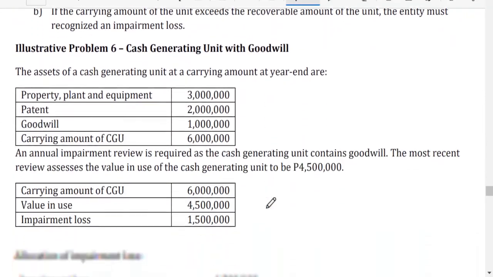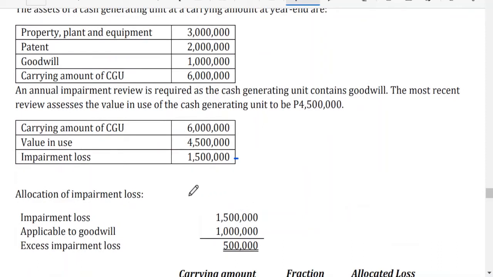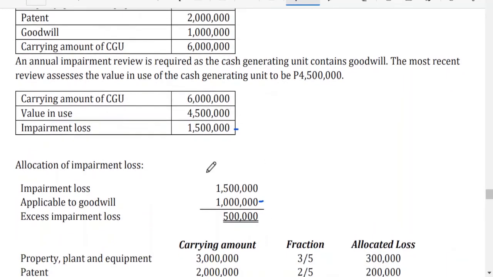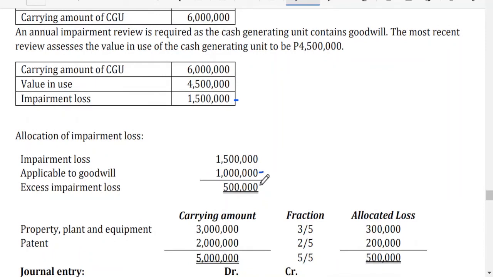Now, let's go to an illustration wherein there is a goodwill. Remember that when allocating the impairment loss, we will apply the impairment loss first to the goodwill, and then if there is an excess, allocate it to the other assets. For this cash generating unit, the carrying amount is 6 million and the value in use is 4,500,000. So here, there is an impairment loss of 1,500,000. How are we going to allocate? First, apply to the goodwill. And next, the excess is to be allocated among the PPE and the patent. So, the 500,000 will be divided between the PPE and the patent. So, the allocation is 300,000 and 200,000.